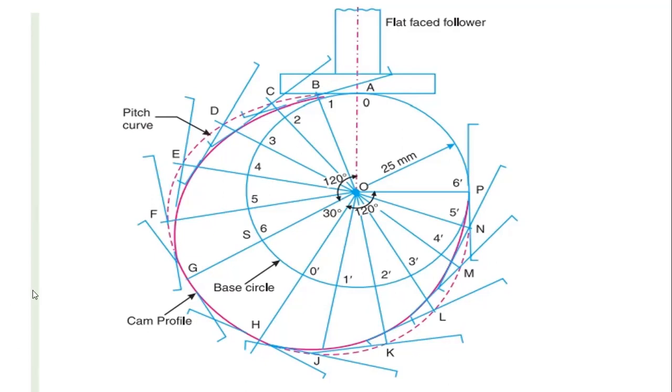And next, from the points F to G, take OF as length, O as center, and draw an arc from F to G, because there the follower does not get any deflection, so we are taking the same length as the F position to G.